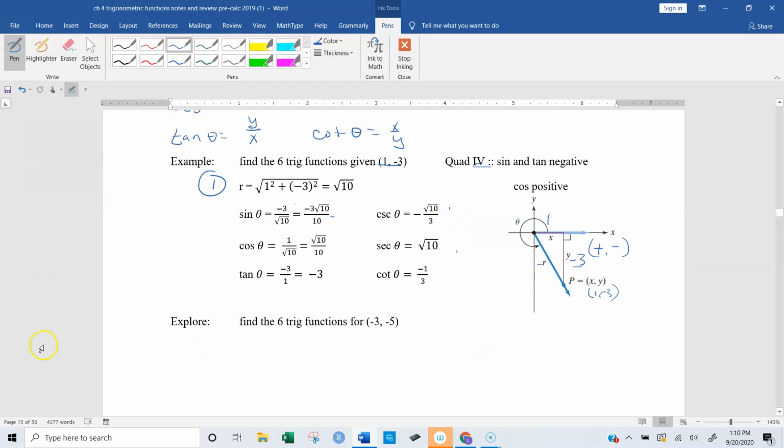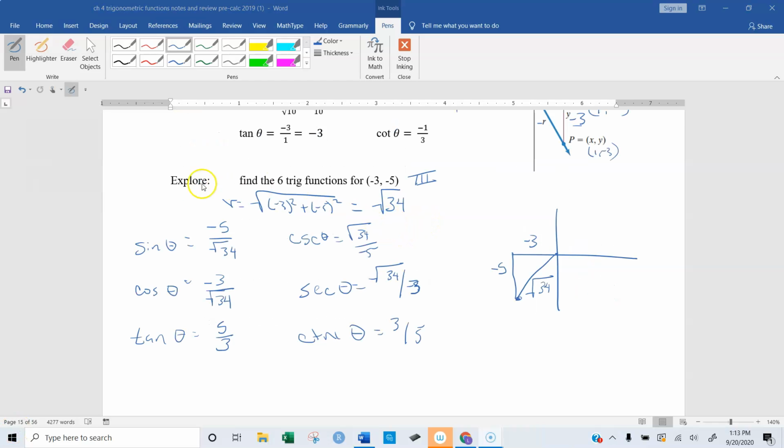All right, pause and do yours. All right, you can do this either way. You can do it with absolutely no picture, or you can draw a picture to help you out. So the first thing you do have to do is find r. So we know this is x and this is y. So the square root of x squared plus y squared equals r, which is the square root of 34. So this is our radius.